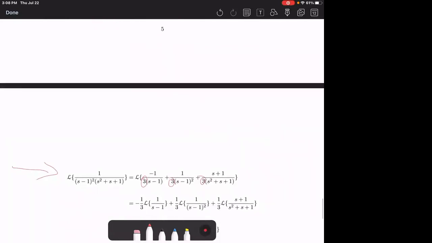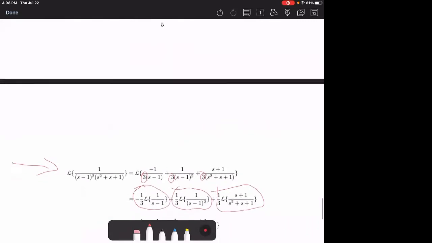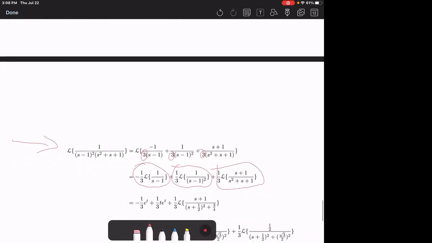Now we're going to use our Laplace rules, where we can break it up into a sum of smaller Laplace transforms. We can factor out that 1/3 everywhere. And some of these are done. We can solve some of them quickly. 1/(s minus 1), well, we know that's just e to the t. 1/(s minus 1) squared, well, that's t e to the t. But the one on the right is going to be a little trickier.